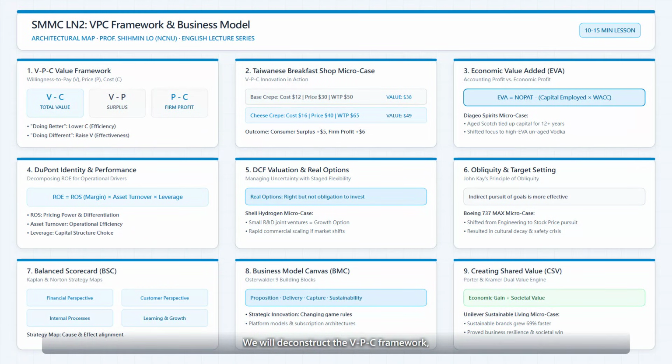We will deconstruct the VPC framework, explore economic value added and DuPont performance diagnosis, learn how real options help managers navigate uncertainty, dissect the balanced scorecard, and see how business model innovation and creating shared value reshape competitive advantages. Let's begin by exploring the nature of value creation.